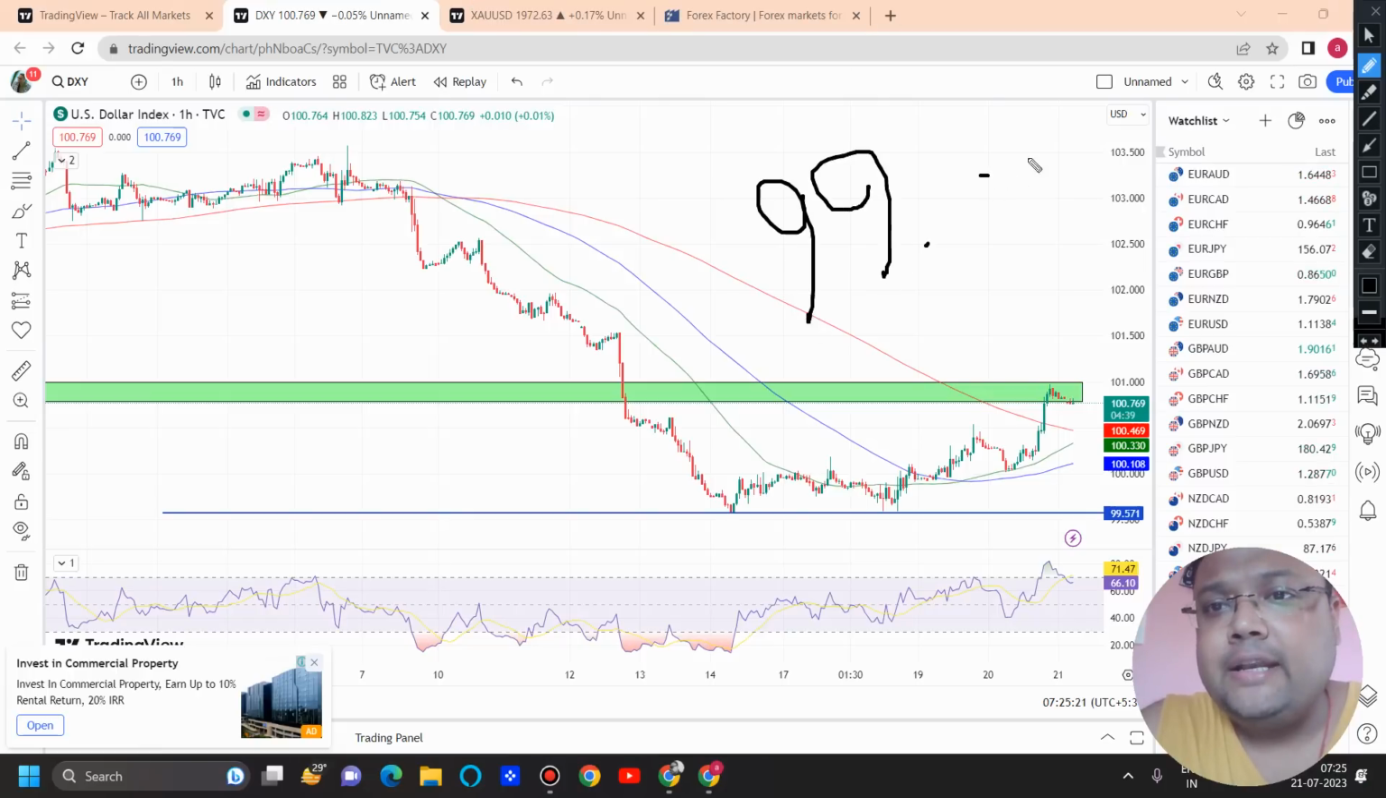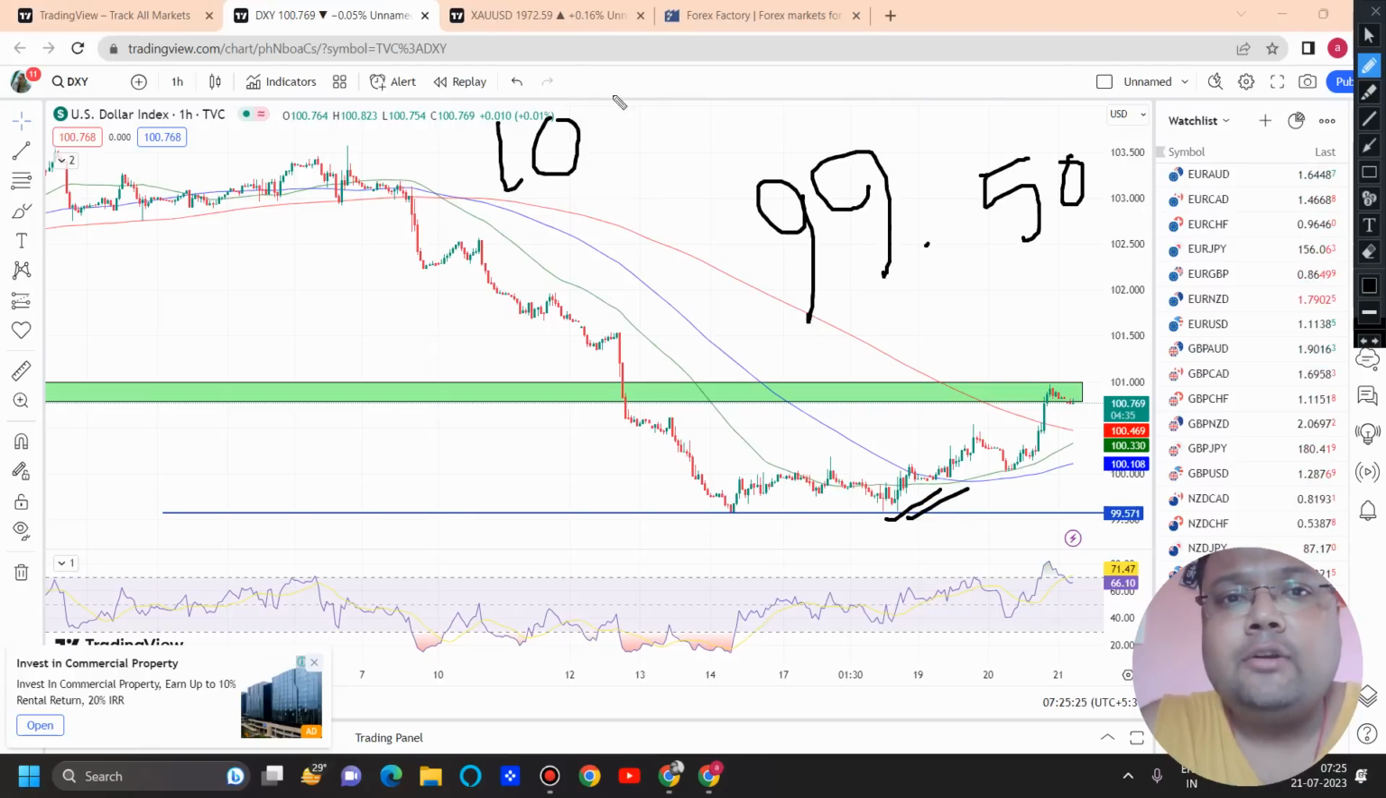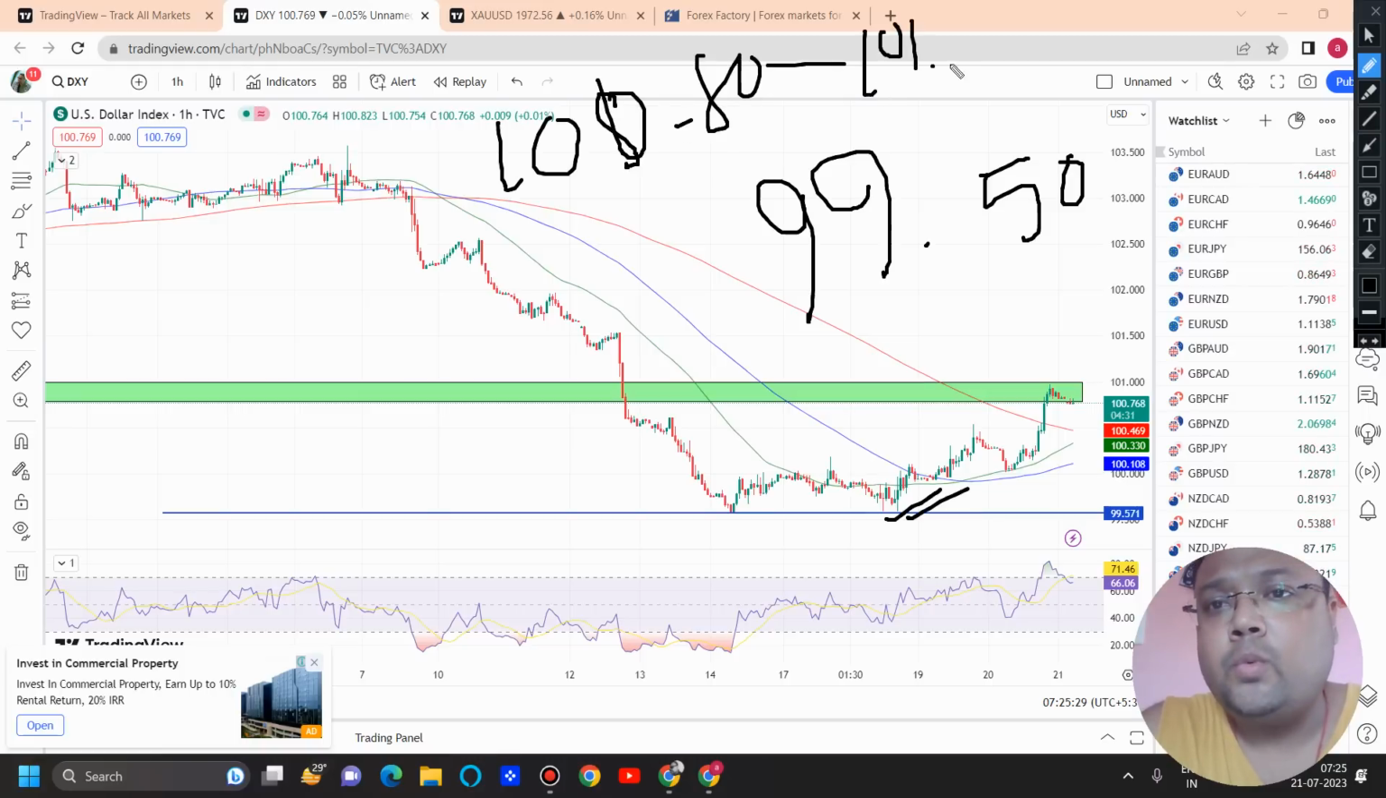The range of 99.50 on the downside, and we have 100.80 to 101.100 on the upside. This is the range of dollar index right now, and in case the dollar index does not show big red candles, then yes, there is a good possibility that today, especially on Friday, dollar index will break the resistance and move higher.